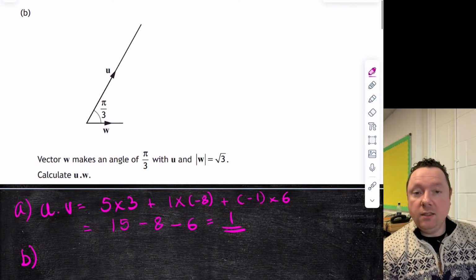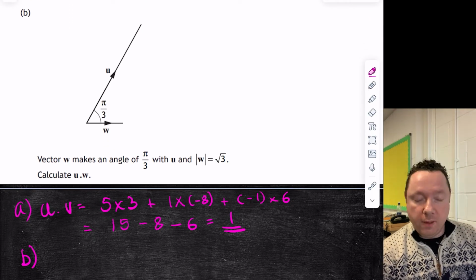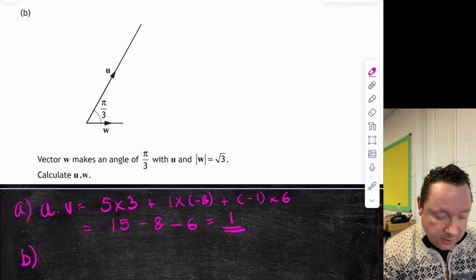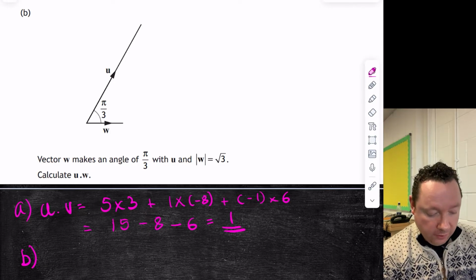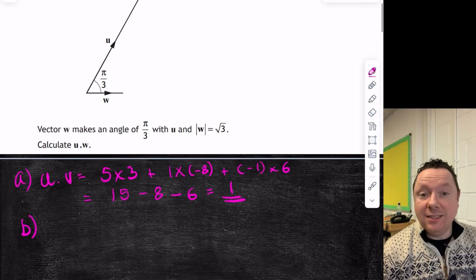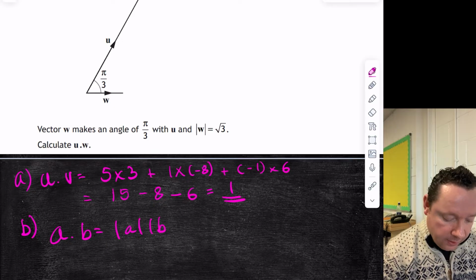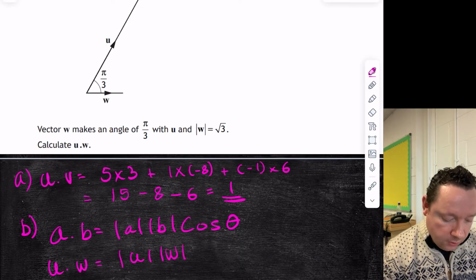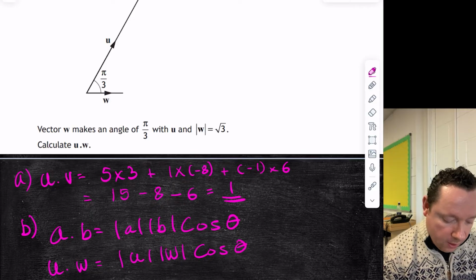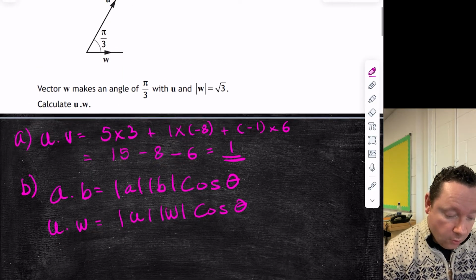Part B says the vector w makes an angle of pi over 3 with u, and the size of w, the modulus, is root 3. Find u dot w. Again, the start of the exam paper tells you that a dot b equals the size of a, size of b, cos theta, the angle in between. So u dot w equals the size of u, the size of w, times the cos of the angle. Well, we have the size of w, but we don't have the size of u.